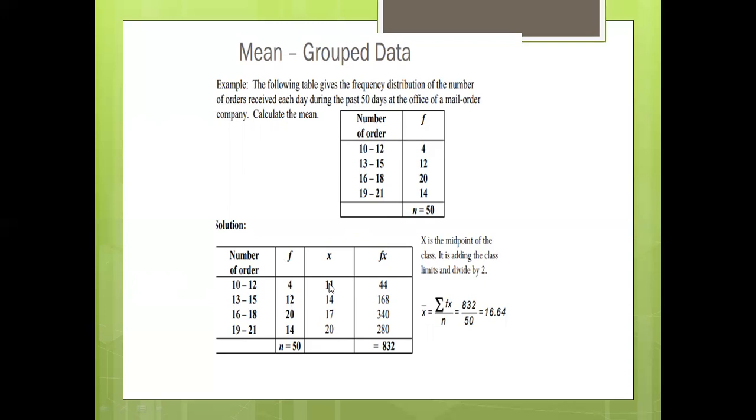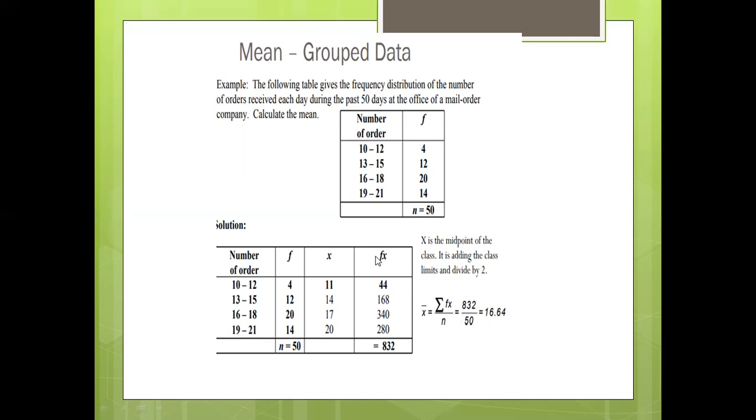Then multiply x and f, then we get fx, which is 4 into 11 is 44, 12 into 14 is 168, 20 into 17 is 340, and 14 into 20 is 280. Then in the formula, here is summation fx.